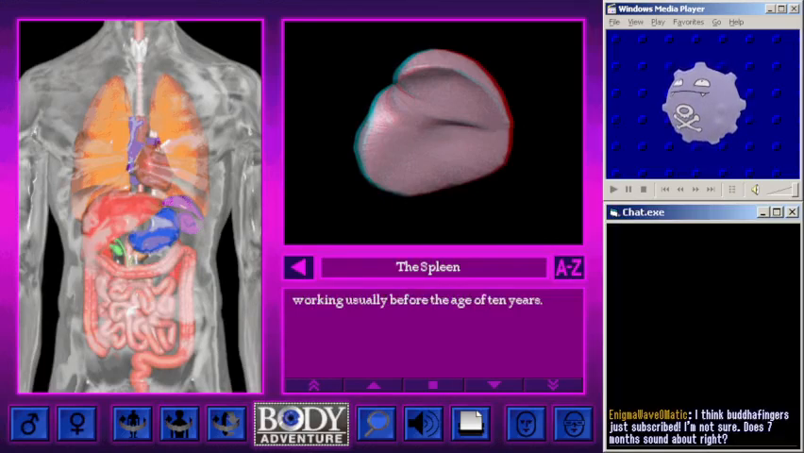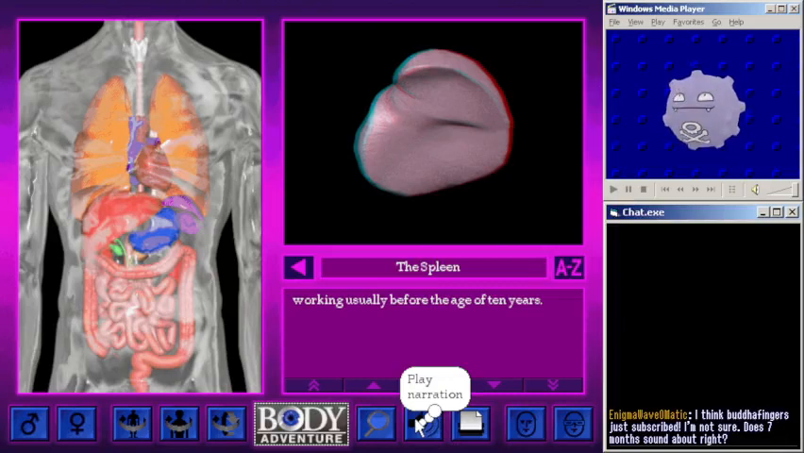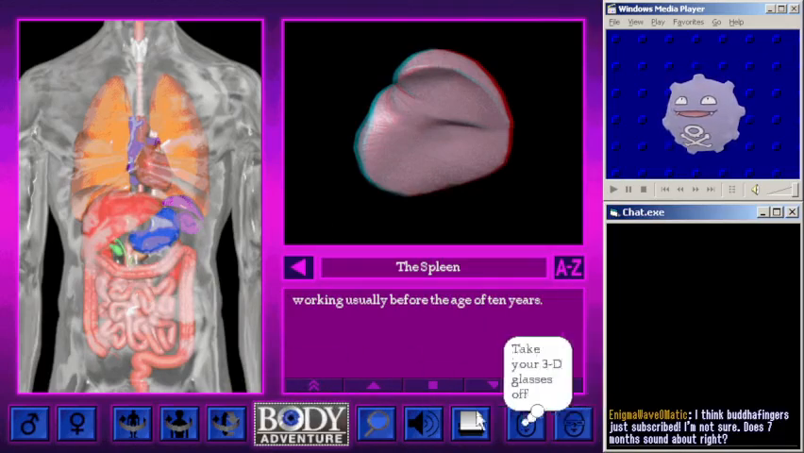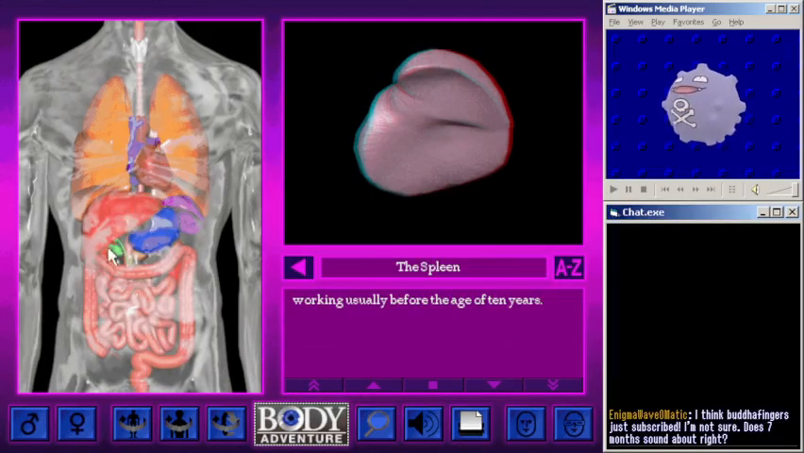I actually had no idea the spleen did any of that stuff. I just always knew it as the organ with a funny-sounding name. Can we find pancreas? Is pancreas in here somewhere?